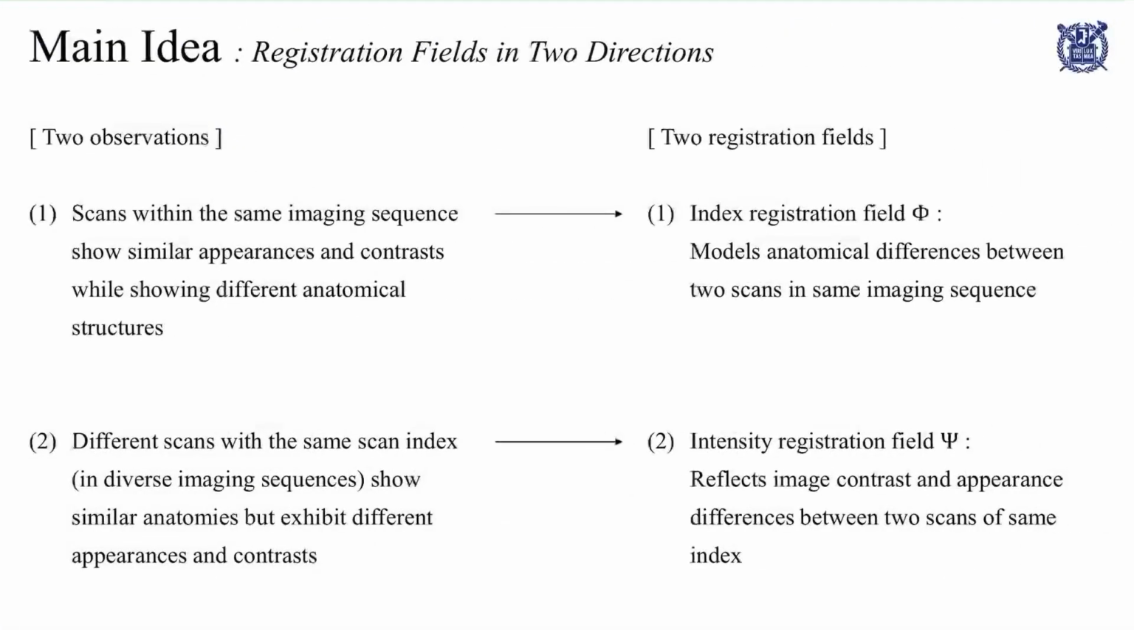Our method is mainly based on two ideas. The first, shown on this page, is adopting two registration fields in two directions. They are based on two observations: scans within the same imaging sequence show similar appearances and contrast while showing different anatomical structures, and different scans within the same scan index show similar anatomies but exhibit different appearances and contrast. The two registration fields, the index registration field and the intensity registration field, are proposed from those two observations.